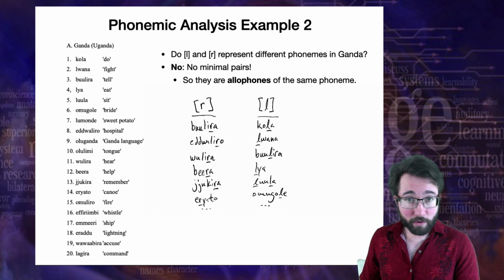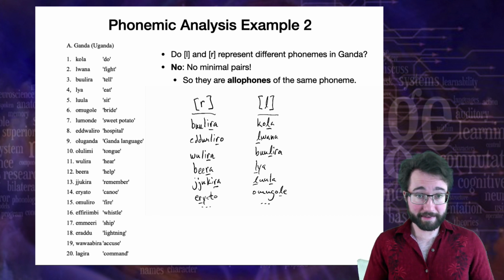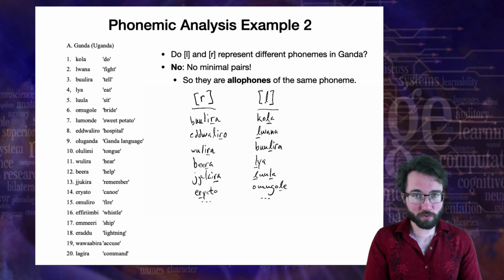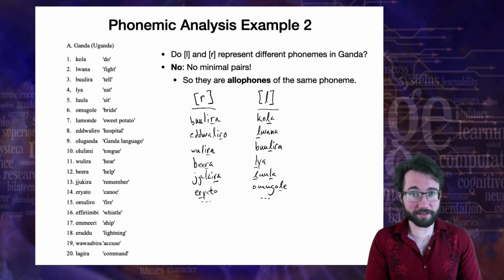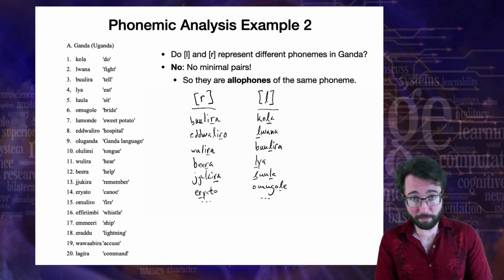So the question is, what is the common element in the environments for the sound R as opposed to the sound L? What determines that you're going to get the trill R as opposed to the lateral approximant L in Ganda? So let's take a look at the phonetic environments in which the two sounds appear.